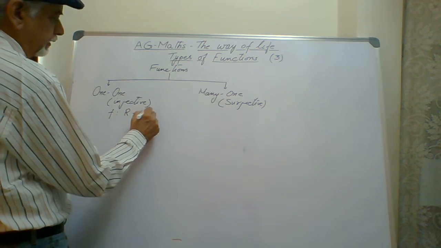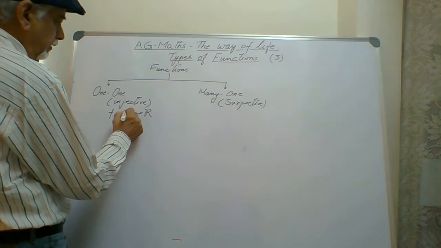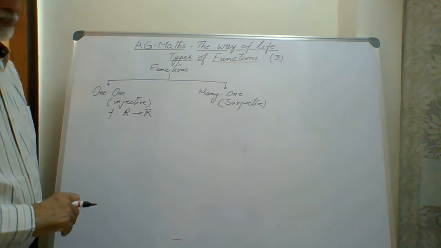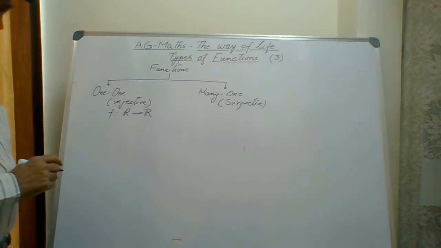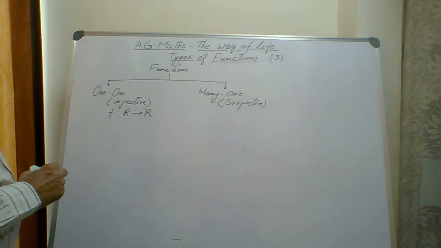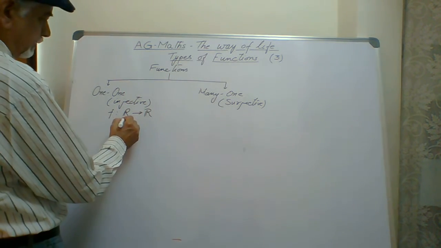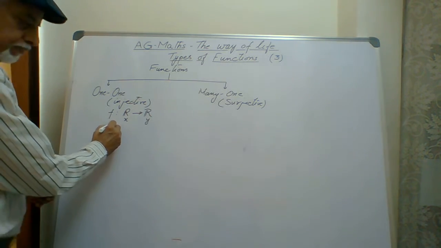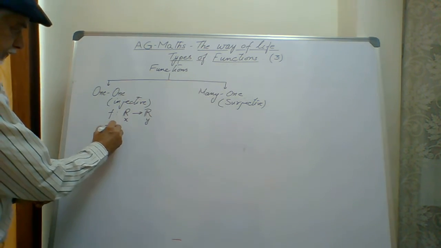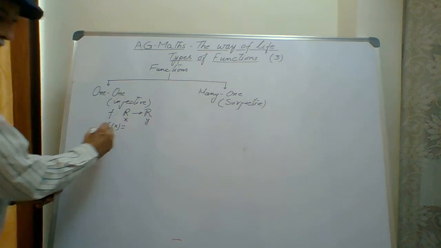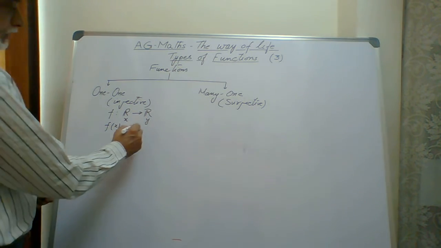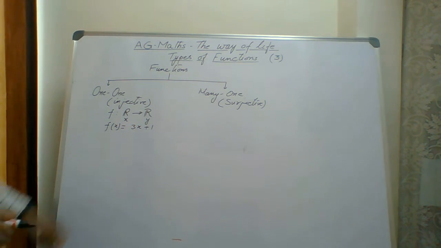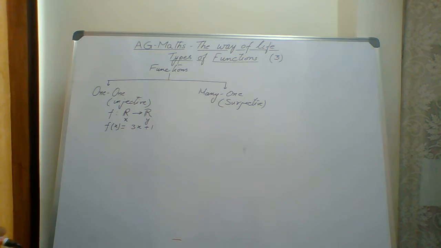Now, functions are defined from domain to range. Suppose this function is R to R. R to R means real number to real number. We take an example of this. Suppose this is the domain called X and this is the range called Y. Let my function be f(x) equal to 3x plus 1. I take an example of a function as 3x plus 1.